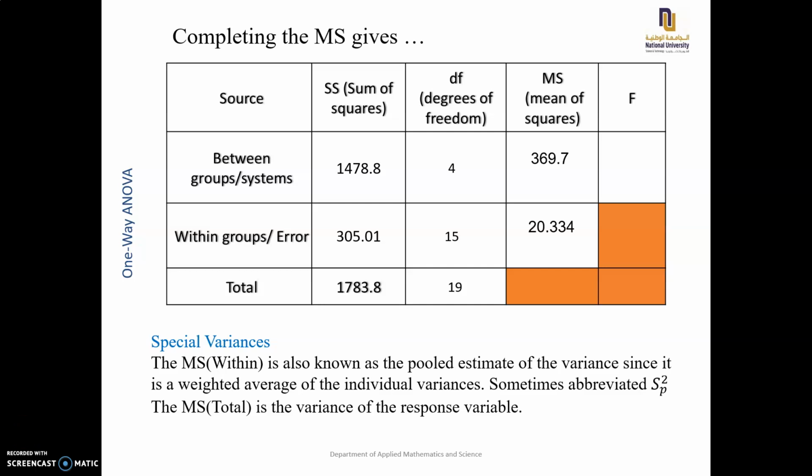Okay, so after computing the sum of square between and within, getting the degree of freedom of between, which is 5 minus 1, you get 4, and within groups you get 15, total is 19. You can get the mean square by dividing the sum of square over degree of freedom. So 1478.8 divided by 4, you get 369.7, and if you divide 305.01 by 15, you get 20.334. These two values are used to find the F calculated or test statistic.